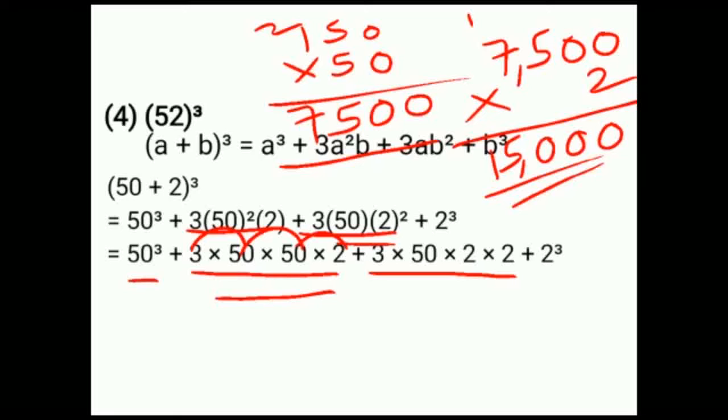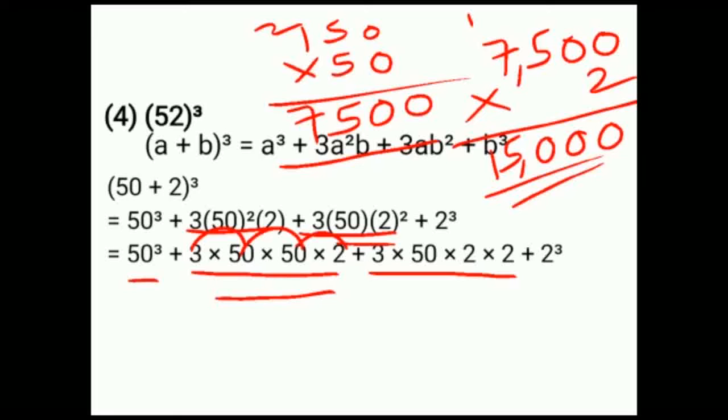I have solved here 3AB square. 3 into 50, I am getting 150. Then I multiplied 150 into 2 here. I am getting 300. Then multiply 300 into 2. I am getting answer 600.